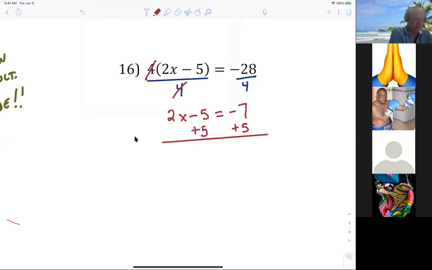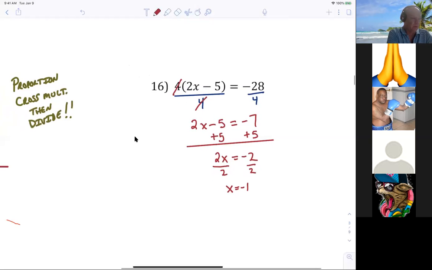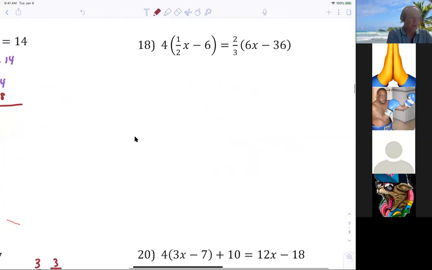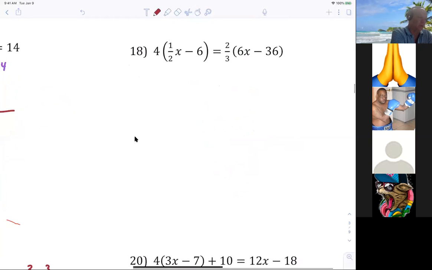And so now I have 2x equals -2. Divide both sides by 2, x equals -1. Now notice, everyone, I'm showing all of my work. That's what I want you to do. Show everything that you're doing so I know you know what's going on. No skipping steps. Okay, now this one, we need to put a star by on this one.